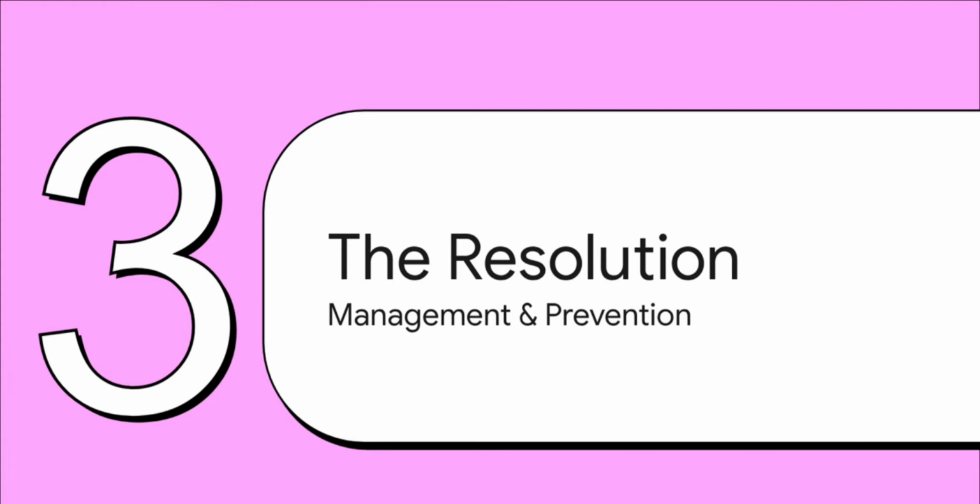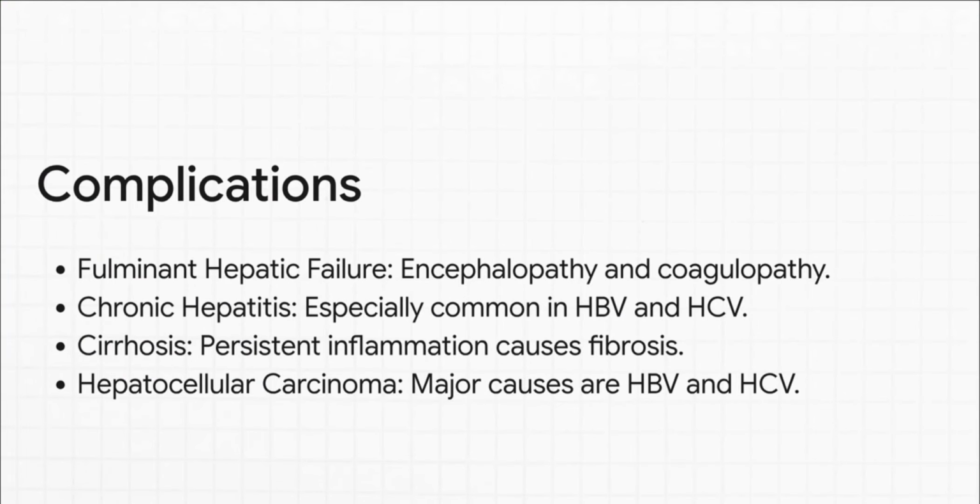The resolution, complications, treatment, and prevention. So the absolutely crucial point here is that when these viruses aren't cleared, the consequences are devastating. In rare acute cases, like HEV in pregnancy, we see fulminant hepatic failure, massive, rapid liver death leading to brain swelling and the failure of the blood to clot. But the real long-term threat comes from chronic HBV and HCV. Years and years of persistent inflammation lead to fibrosis, which eventually destroys the liver's entire architecture, resulting in cirrhosis, complete with portal hypertension and fluid accumulating in the abdomen. And worst of all, this chronic damage from HBV and HCV is a primary driver of hepatocellular carcinoma, liver cancer. Notably, HBV can actually trigger this cancer even before cirrhosis fully develops.